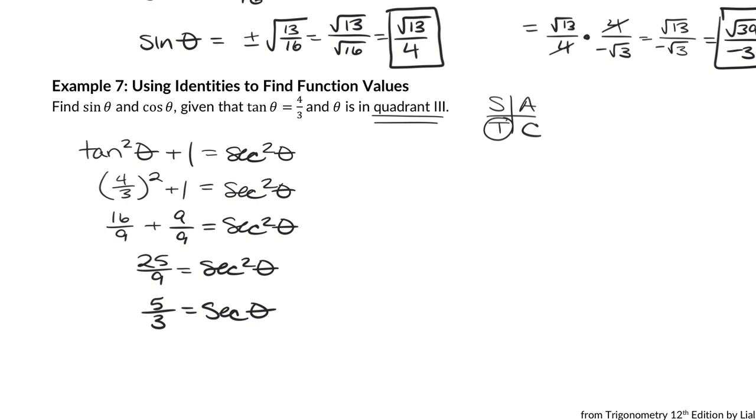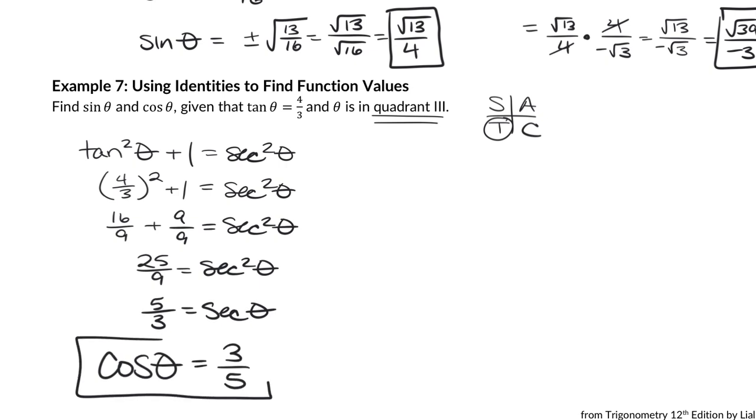Ooh, but that's secant. Do I care? No. What is secant the reciprocal of, though? Cosine. So cosine of theta is 3/5. Oh, you just flip it. Secant and cosine are reciprocals, so their values are just reciprocals.